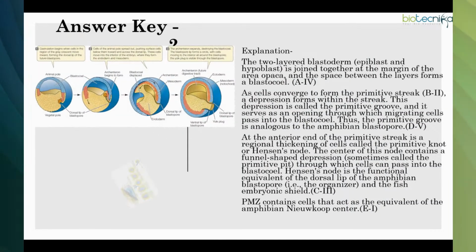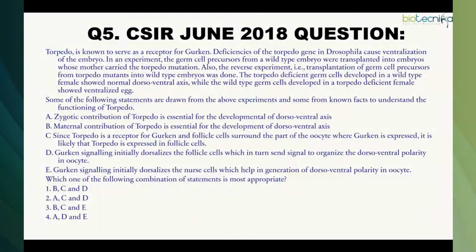So this is the explanation of what we just saw. Now let's look at a little bit of Drosophila. This is from June 2018, but questions based on this topic are often asked. This is regarding torpedo, which is basically dorsal-ventral axis formation in Drosophila. Torpedo is known as a receptor for Gurken. If there is a deficiency of the torpedo gene in Drosophila, it will lead to ventralization of the embryo.